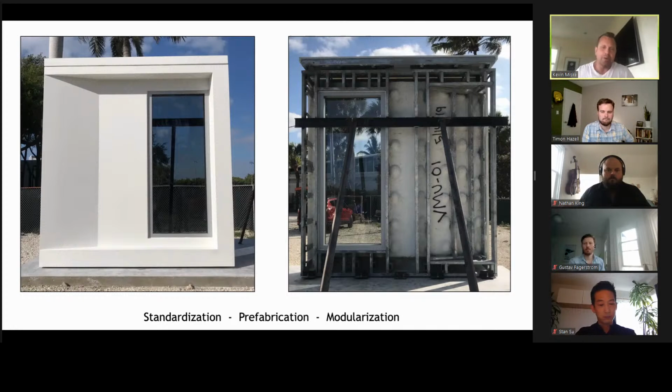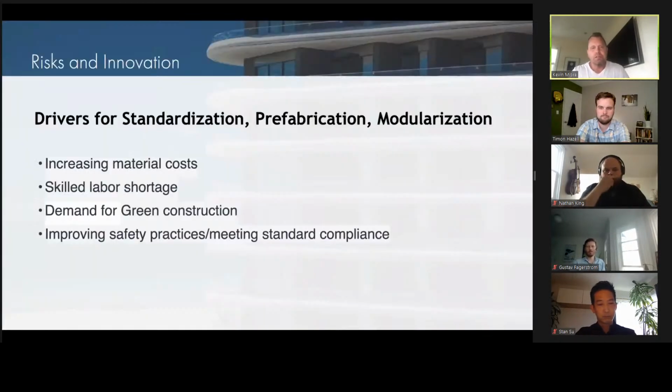It just shows how we're constantly reassessing the risks on our projects based on the dynamic environment that we work in. So the drivers that we see for standardization, prefabrication, and modularization: we look at how we become more efficient at building this facade and raise the value of productivity by moving labor from a job site to a factory.